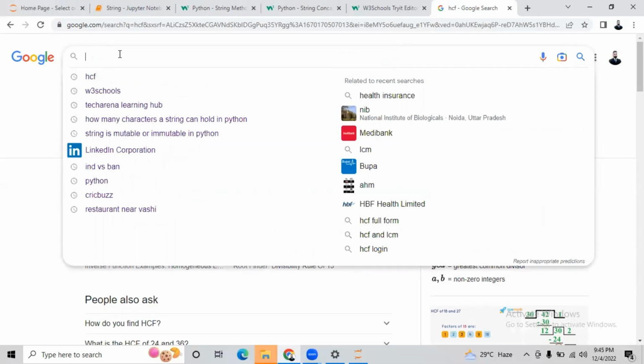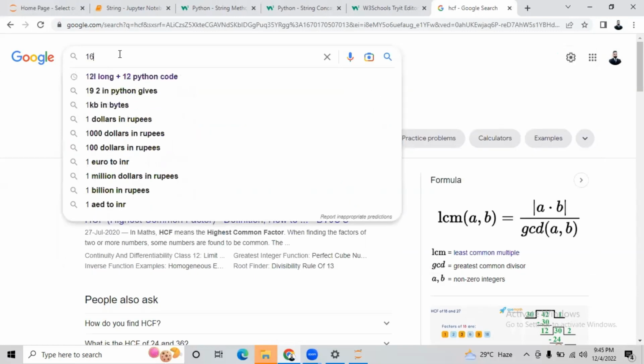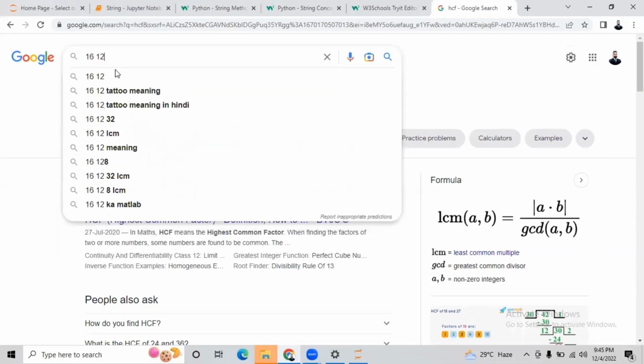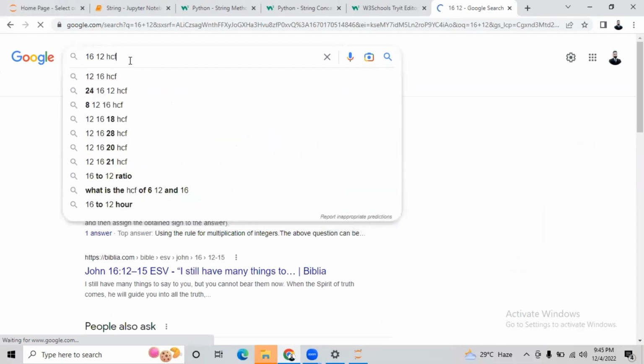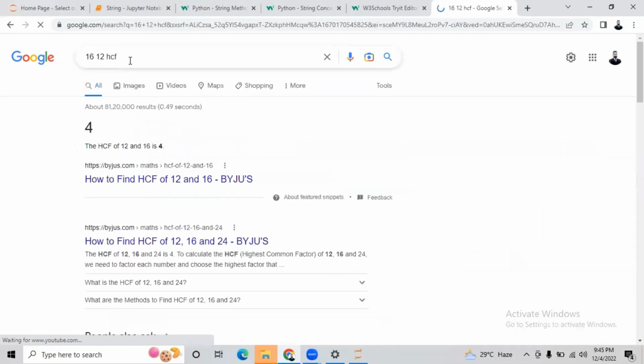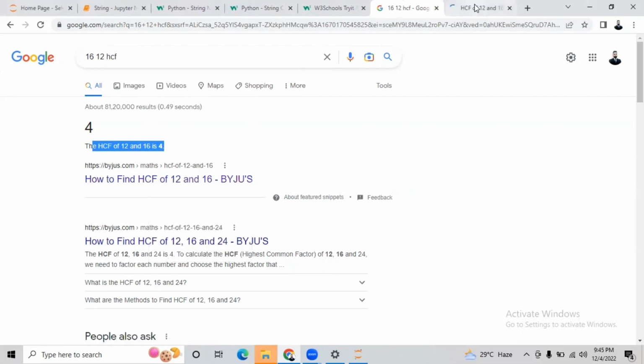So how to calculate HCF or GCF of two numbers? Highest common factor means, suppose I ask what is the HCF of these two numbers, 16 and 12? The answer should be 4, I guess. Let's see. Okay, so the answer is 4. The HCF of 12 and 16 is 4. So how can we calculate this? Let me explain.